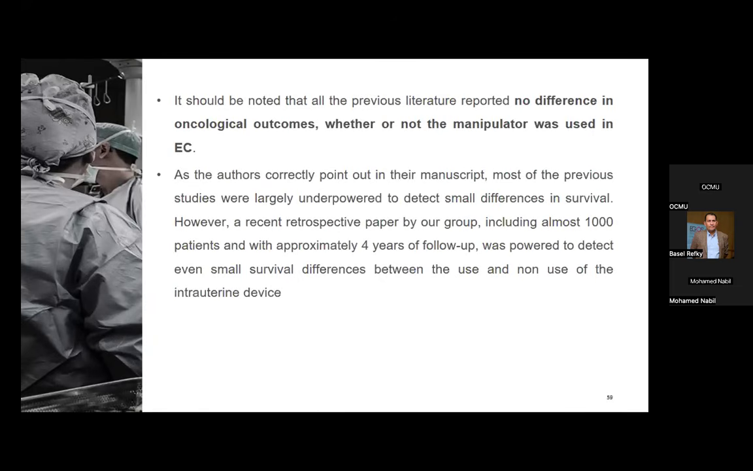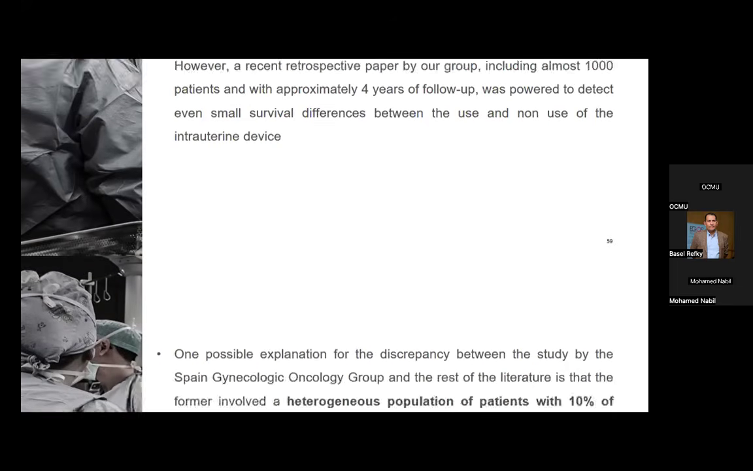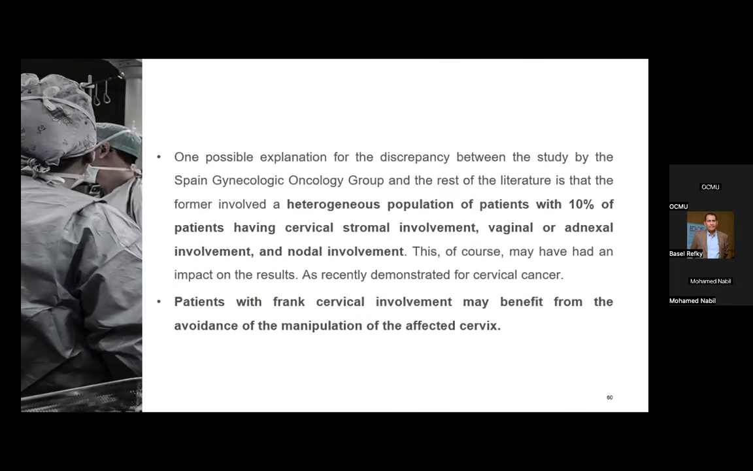However, the Italian group stated that they had a retrospective study, which we showed now, of about 1,000 patients, and they also had the Romani trial confirming their outcomes, that there is no difference between the manipulator and no manipulator group. They also had some criticism of this trial, that it had a heterogeneous population of patients. About 10% of patients had cervical stromal involvement, vaginal or adnexal involvement, or nodal involvement, and this, of course, may have had an impact on the results.